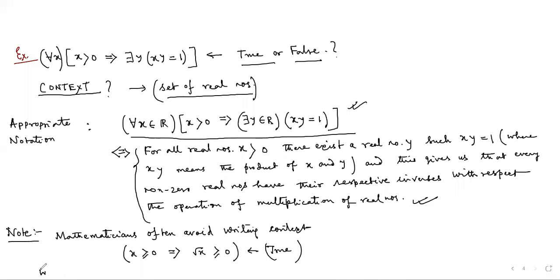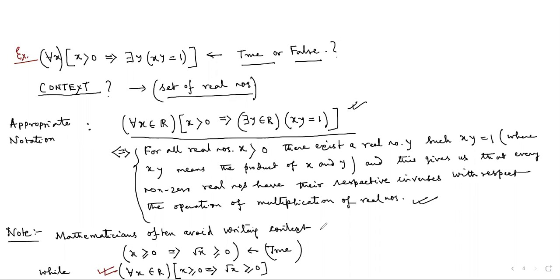Whereas the actual statement could have been: for all x belonging to R, x greater than or equal to 0 implies root x greater than or equal to 0. Now, this could have been the actual statement, and I will recommend you to stick to that. But some mathematicians try to avoid writing the context, and they are not making any mistakes by writing so.